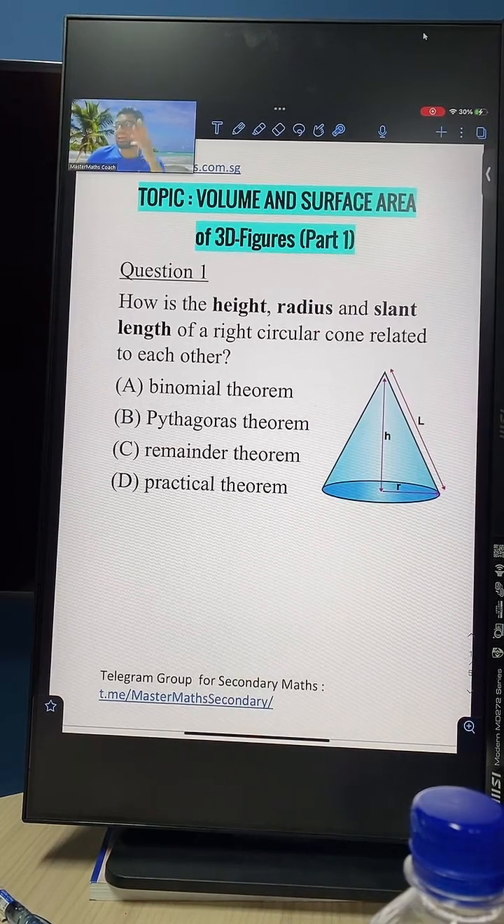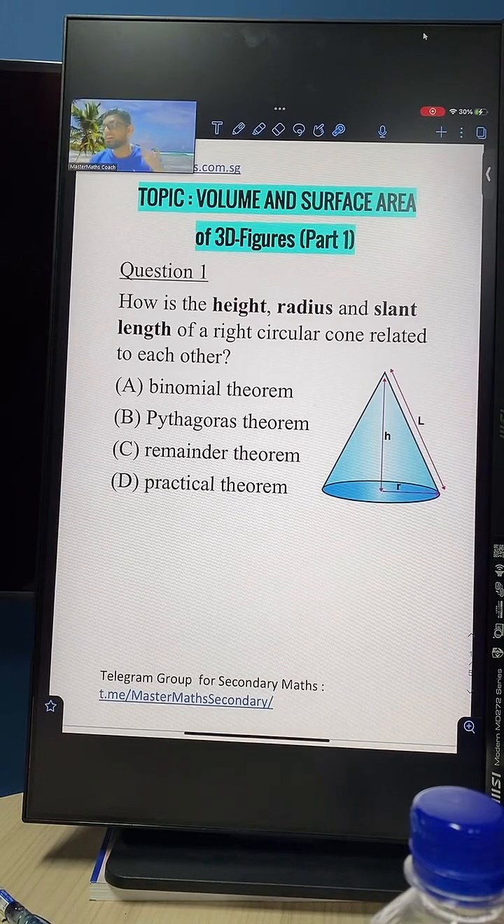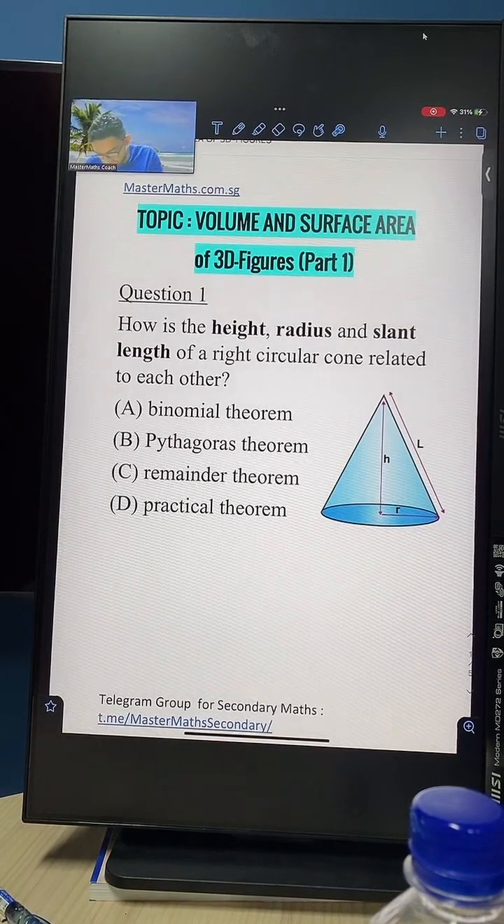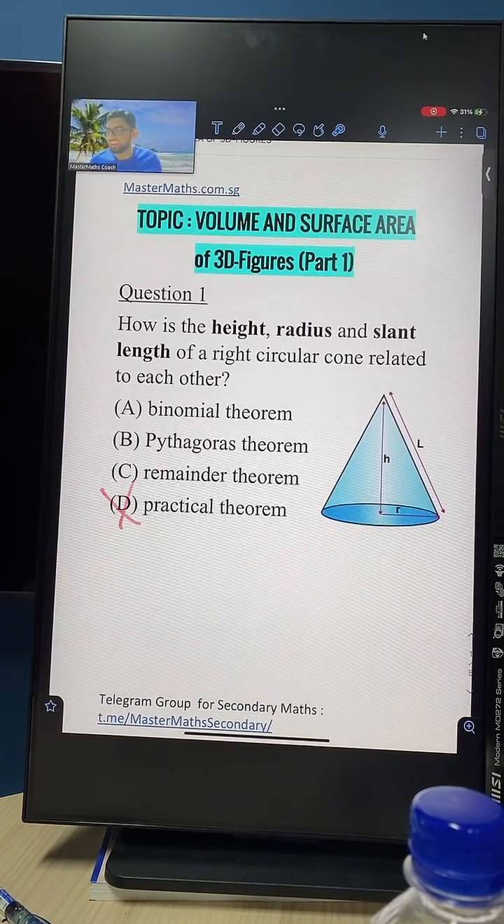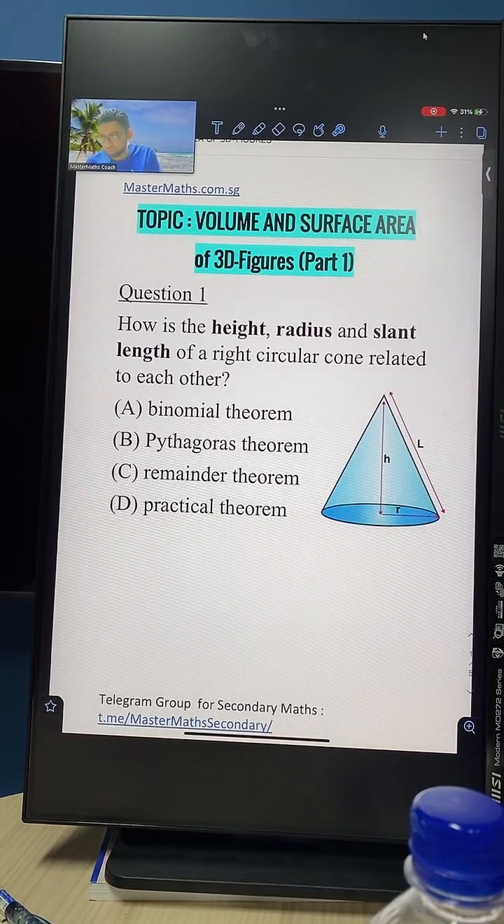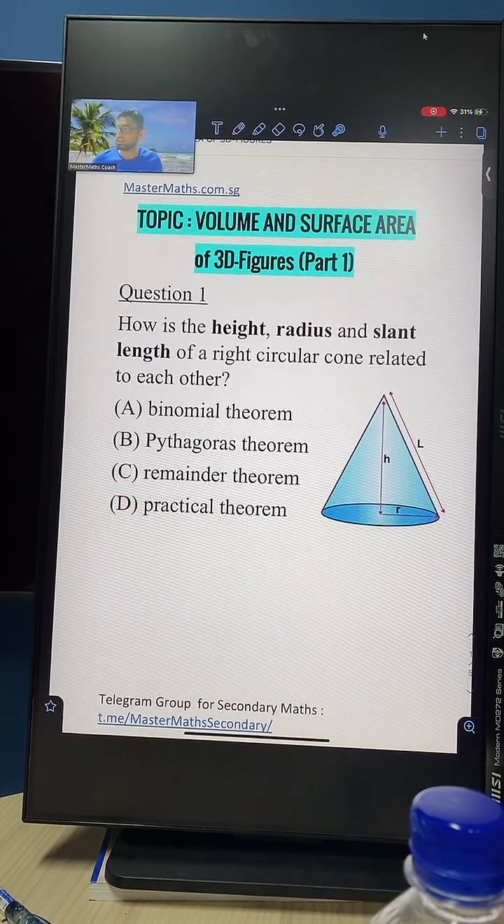Now I think it's pretty clear, my friends. How are these three lengths related to each other? H is the vertical height, R is the radius and L is the slant length. How in the world are they related to each other? They are related via Pythagoras' theorem. Practical theorem doesn't make any sense, so this option is totally out. Doesn't make sense, guys.